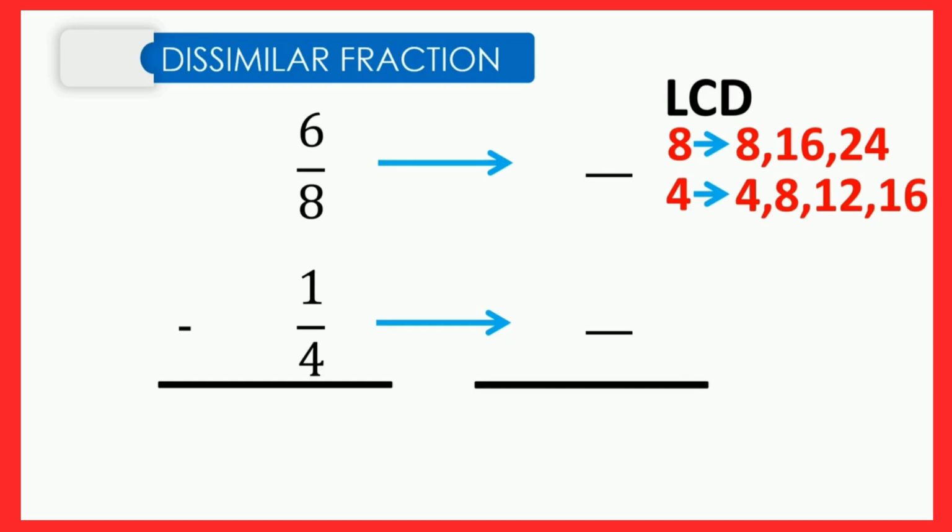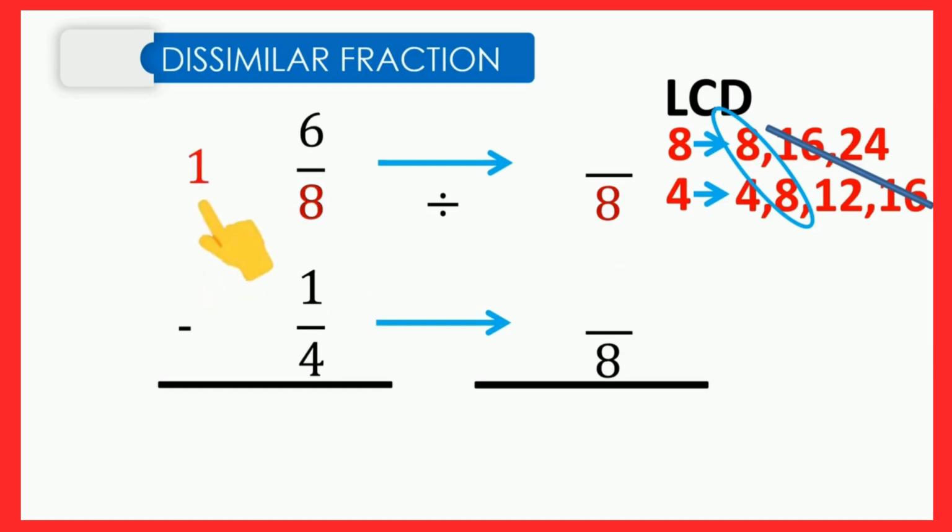Now, what do you think is their LCD? If your answer is 16, then you're wrong. Take note, LCD means least common denominator. So we need to choose the least or the smallest common multiple of 8 and 4. That number is 8. So our new denominator is 8. Now let's determine our new numerator. To do that, we simply divide the new denominator by the previous one. That's just 8 divided by 8. And the answer to that is 1.